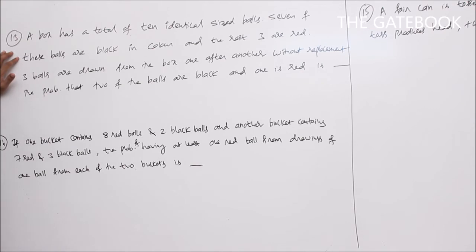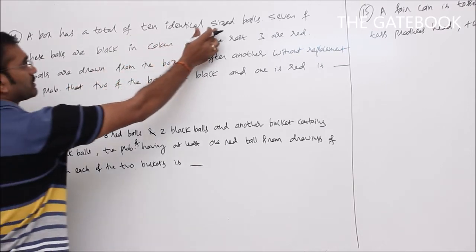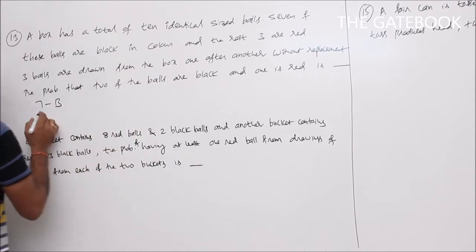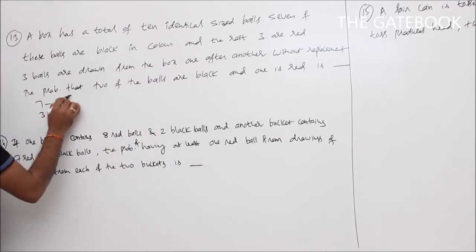Next question: a box has a total of 10 identical sized balls. 7 of these balls are black in color, and the rest 3 are red. 3 balls are drawn from the box one after another without replacement. Find the probability that 2 of the balls are black and 1 is red. See here, total balls are 10. Out of 10 balls, 7 are black in color, 7 black and the rest 3 are red, 3 red.